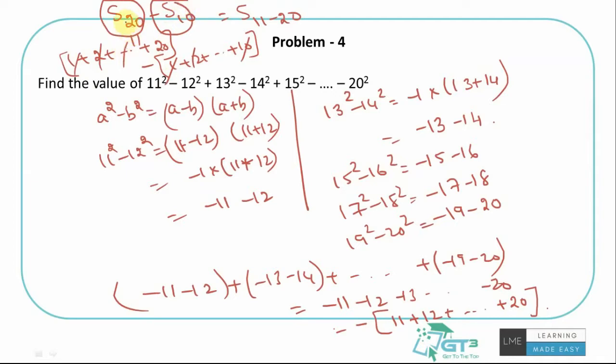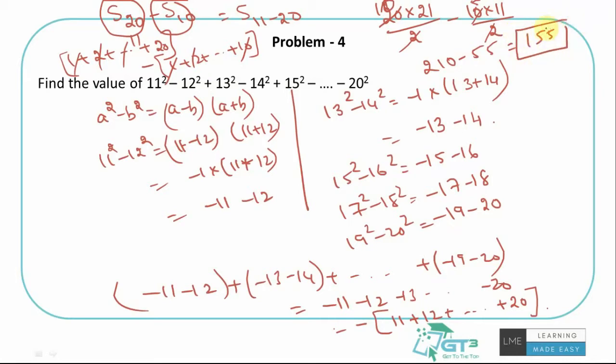What is the formula for the first n terms? n into n plus 1 by 2. The first 10 terms will be 10 into 10 plus 1, that is 11, by 2. Right, the first 20 terms will be 20 into 21 by 2, which is 210, minus 55. 210 minus 55 will be 155. That's the value for 11 plus 12 and so on up to 20, and I have a minus sign before, so I should be getting minus 155.